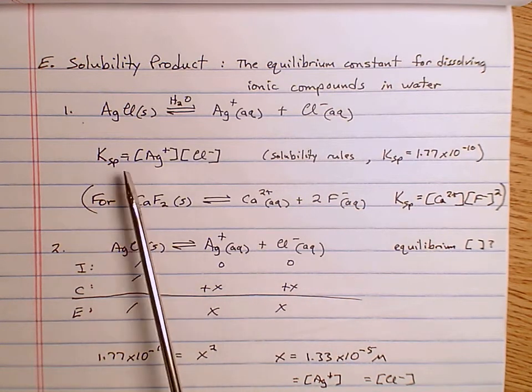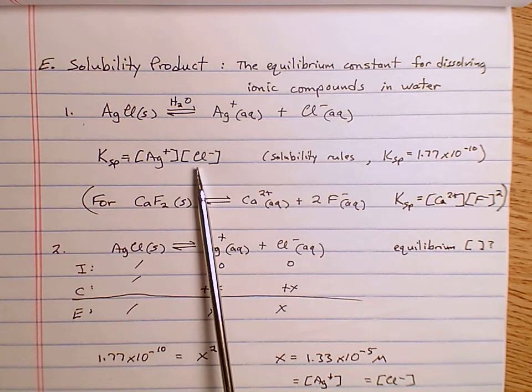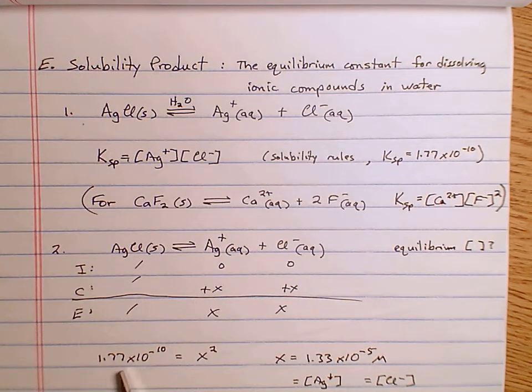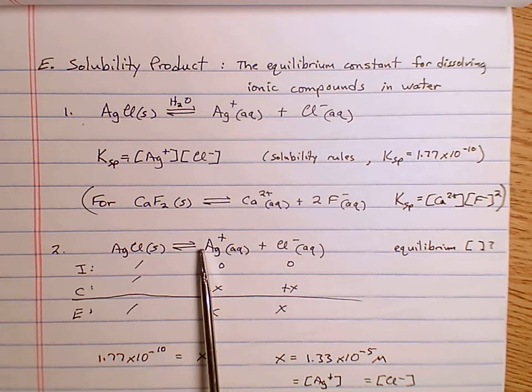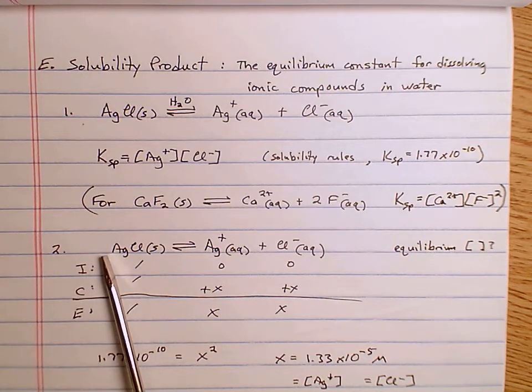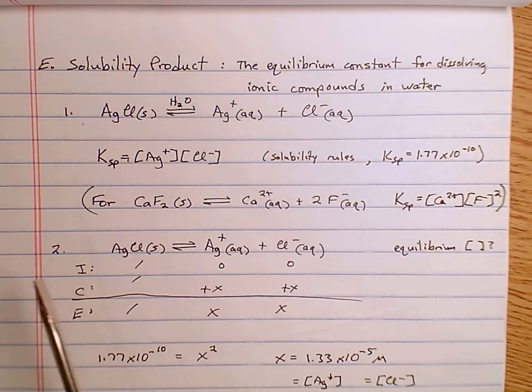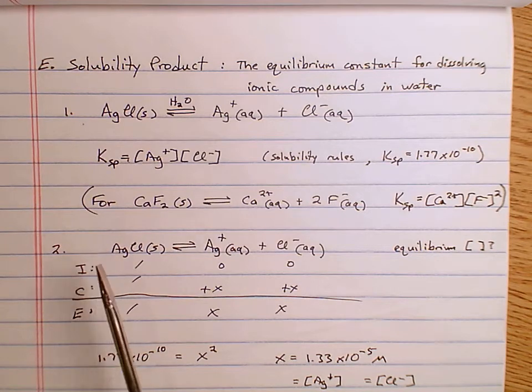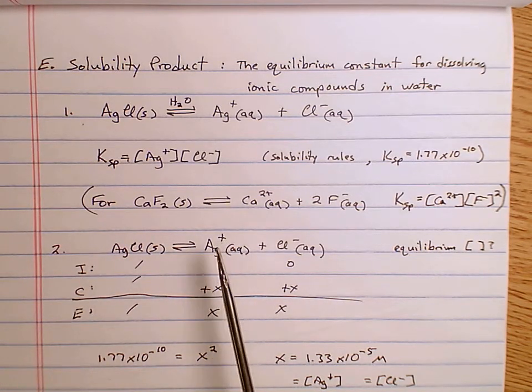Note, Ksp is the concentration of Ag+ times the concentration of Cl-. 1.77 times 10 to the minus 10th, our Ksp, is x squared. x is 1.33 times 10 to the minus 5th molar. That's our concentration of Ag+ and concentration of Cl-. Since this is a 1-to-1, this will be our molar solubility of AgCl. For every 1 AgCl, we get 1 Ag+. For every 1 mole of AgCl, we get 1 mole of Ag+.